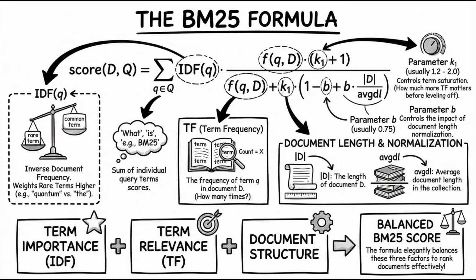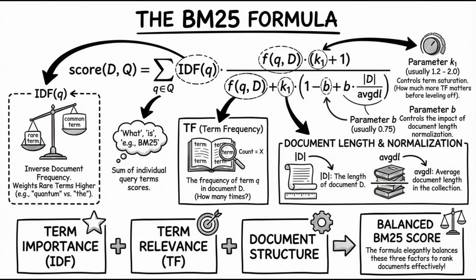Second, we look at term frequency, represented by f of q,d. This measures how often a term appears in a specific document. However, BM25 doesn't just assume more is always better. It uses a parameter called k1 to control term saturation. This means that after a certain point, seeing the same word repeatedly stops adding significant value to the relevance score.